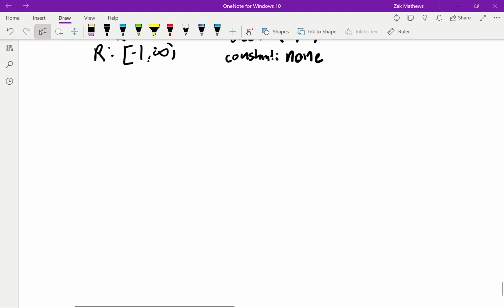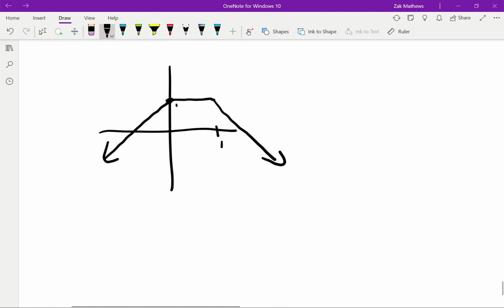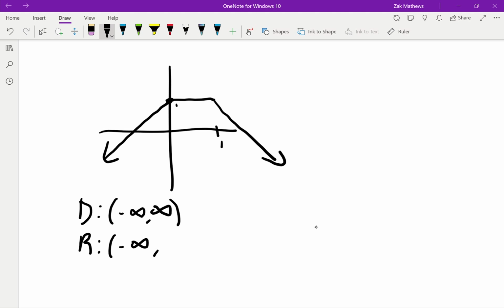Let's look at one more example. So again, each tick mark represents just one. If we were to define all the same elements of this one, let's talk about domain. Domain goes from negative infinity to infinity. The range goes from negative infinity to 1. That's the old stuff. The increasing regions, we can see it starts increasing right away.